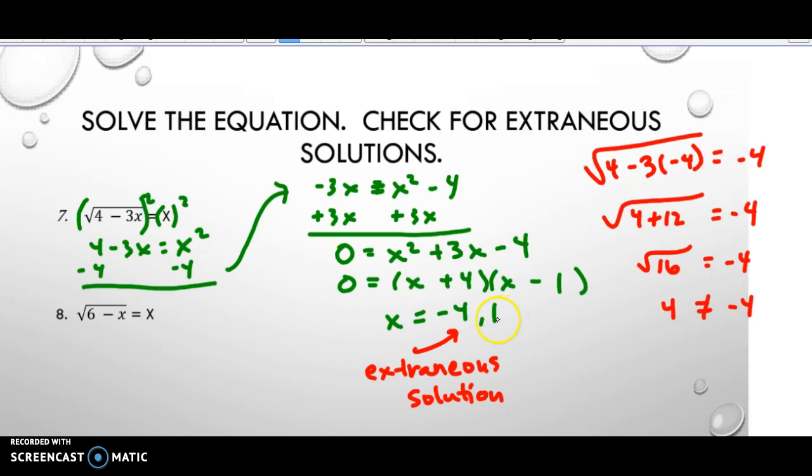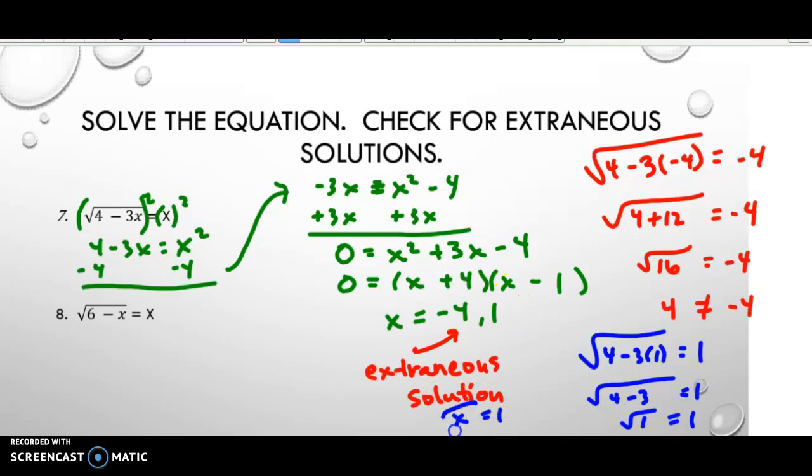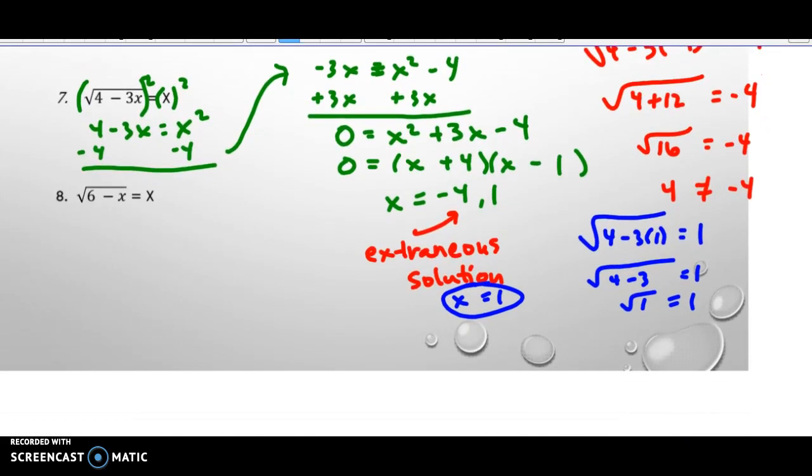Let's check to make sure that 1 works when I substitute it in here. So I have the square root of 4 minus 3 times 1 equals 1. So 4 minus 3 times 1 is actually 4 minus 3. 4 minus 3 is 1, and the square root of 1 does equal 1, so this solution works. So we would say our solution is just x equals 1. We don't need this extra or extraneous solution. Right, let's try one more like that.